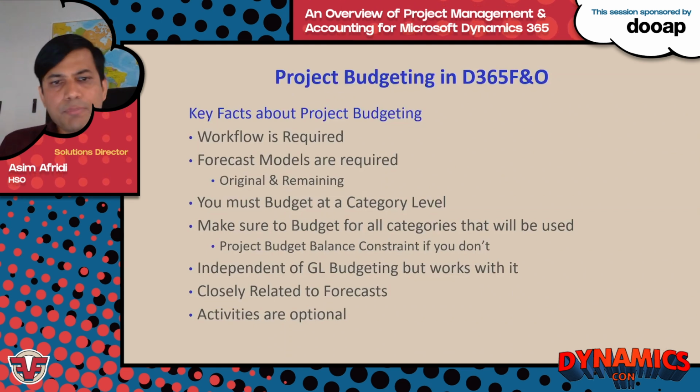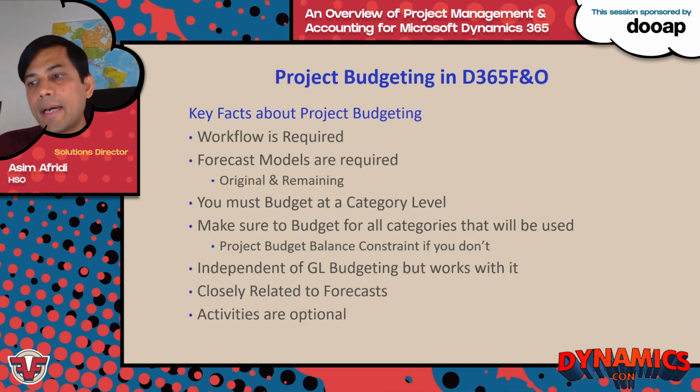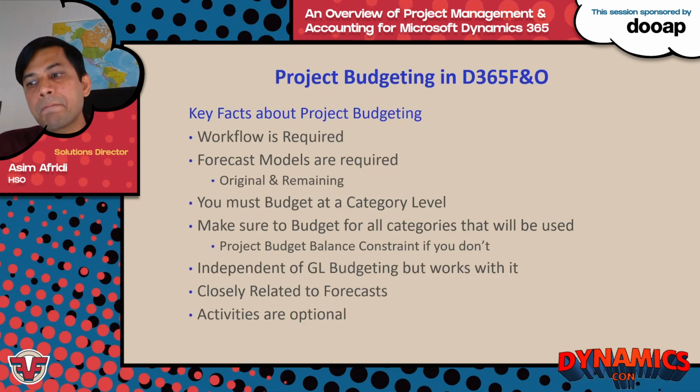The next point is that project budgeting is independent of the GL budgeting. That's another separate module, but it works with it at a high level. And project budgeting is closely related to the forecast. So again, this is essentially defining that you can create a project budget, submit and approve it, and basically at the back end, it's using the forecasts.